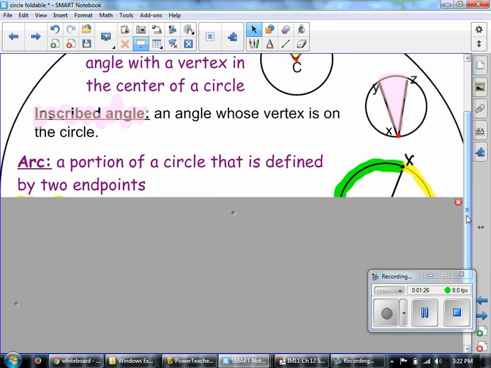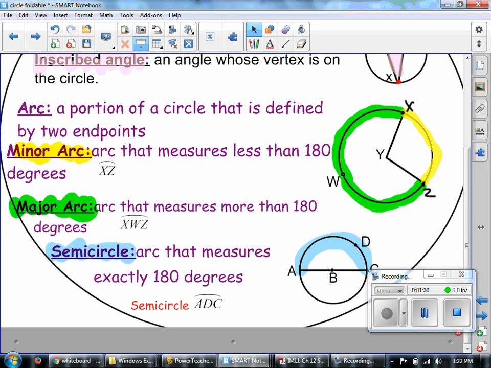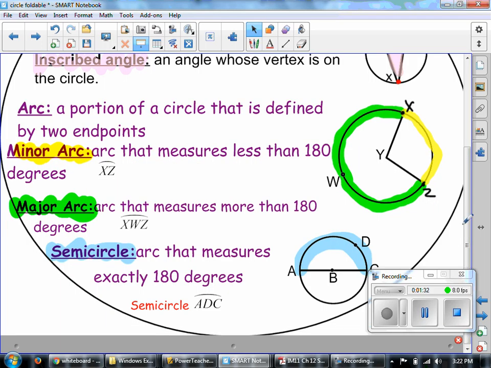Let me start with just a few definitions here, and we'll scroll up. Okay. An arc is a portion of the circle that is defined by two endpoints. So if you're thinking about a circle like a pizza, the circle is your crust, and a part of the crust on a slice is your arc. Okay? We have two different types of arcs.